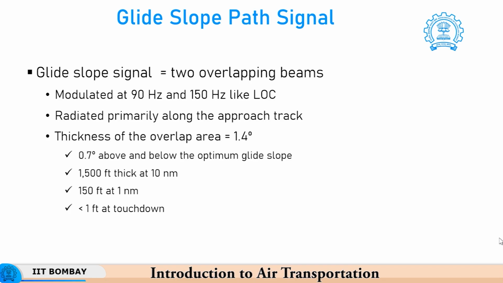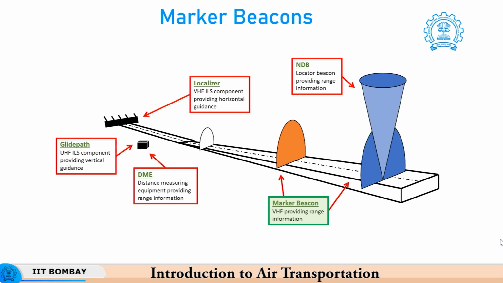So, it will be 1500 feet thick at 10 nautical mile range, it will be 150 feet at 1 nautical mile range, and at touchdown the beam width will be less than 1 foot. So, that is the kind of accuracy you can get.